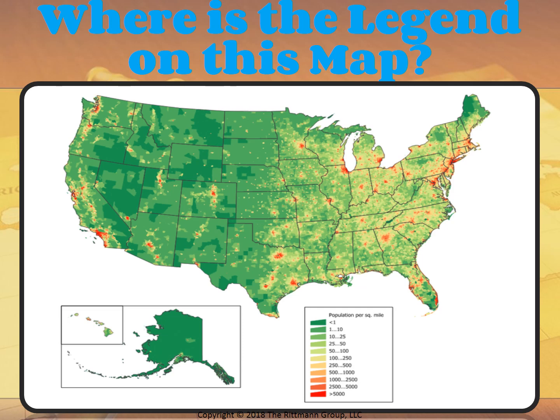Where is the legend on this map? On this map, the legend is right here. It tells you the population per square mile in certain regions. Again, the green areas have very little population, where the dark red areas have a greater population. If you look in Texas, where are the greater populations? Over here in the Houston area, here in the middle around San Antonio and Dallas, and way up here north.